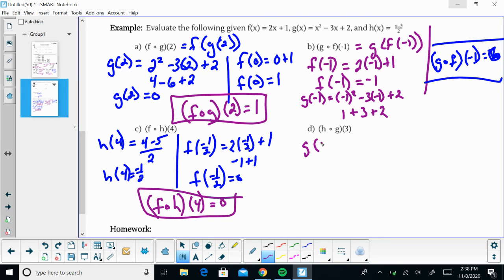Now let's find g of 3. G of 3 here would be 3 squared minus 3 times 3 plus 2. 3 squared is 9 minus 9 plus 2. G of 3 is 2.